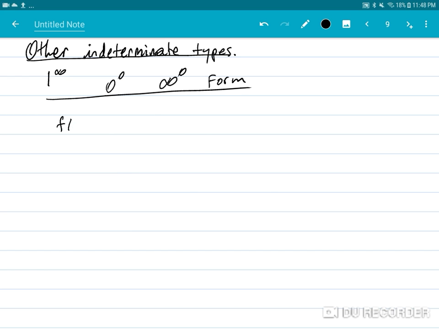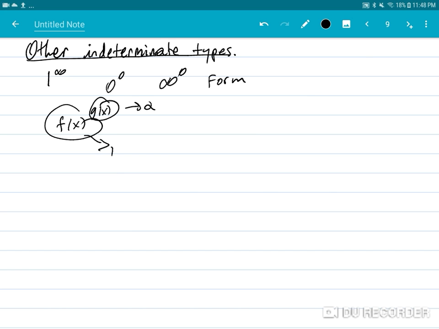These forms are indeterminate. This is the case when we have f of x to the power of g of x, and f of x goes to 1, g of x goes to infinity, like the 1 to the power of infinity form, or f of x goes to 0 and g of x goes to 0, or f of x goes to infinity and g of x goes to 0. All these forms are indeterminate.